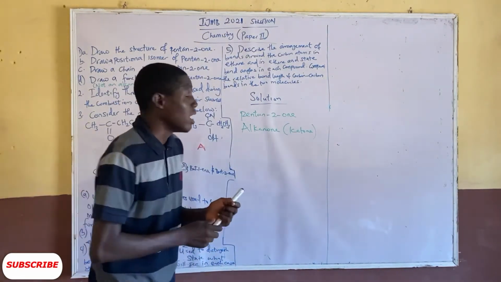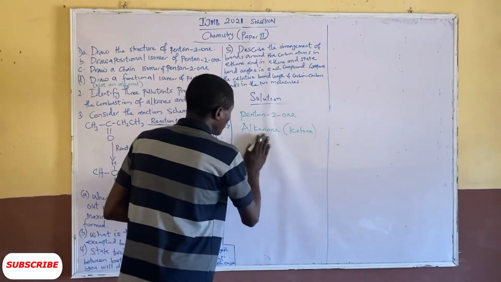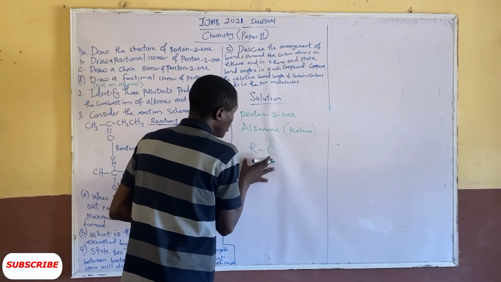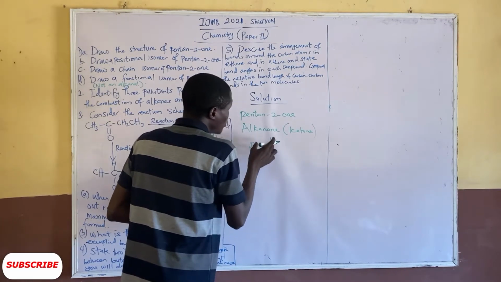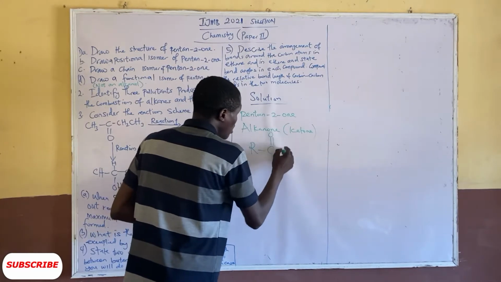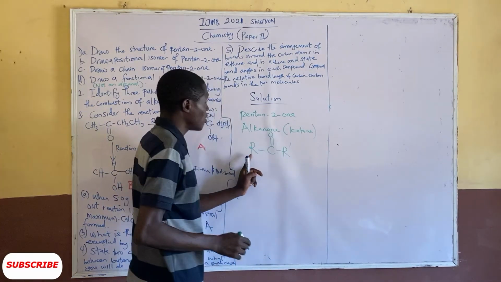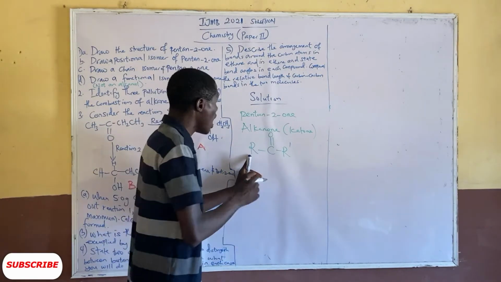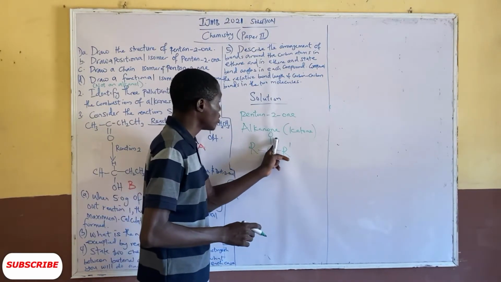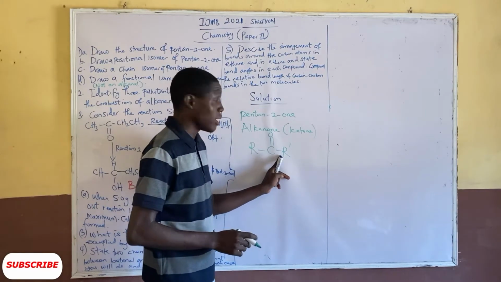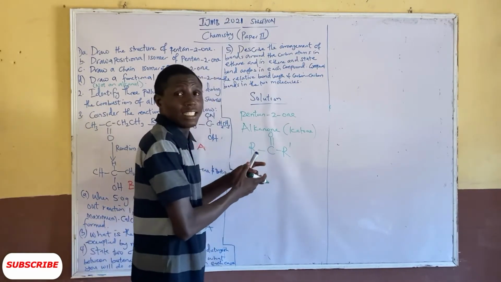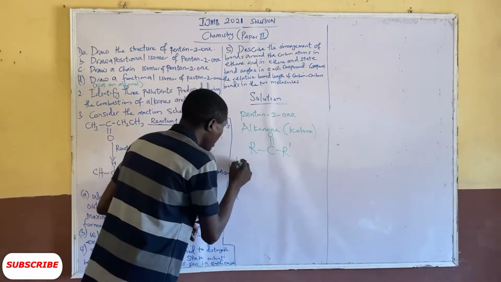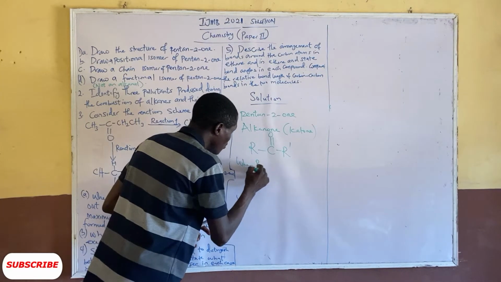And the ketone group has a general formula of R, C double bond O, R prime. So the alkanone or ketone group has R bond C double bond O, then R prime. This is the functional group for alkanones, also known as ketones.